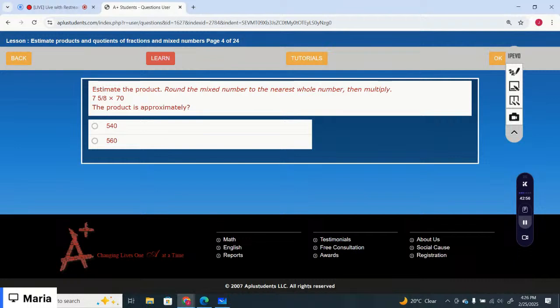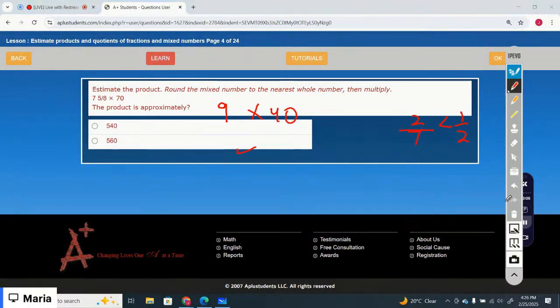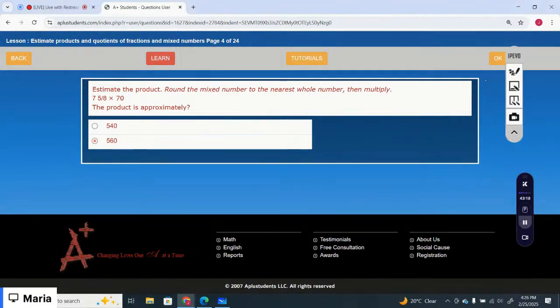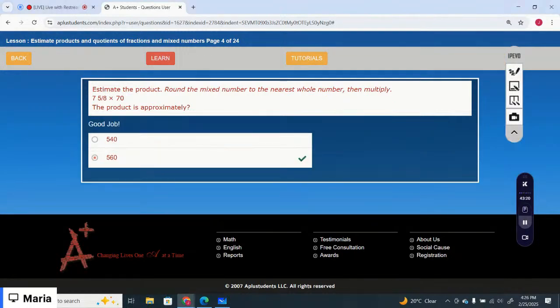7 whole 5 by 8 times 70. So 7 whole 5 by 8. 5 by 8 is more than half. So it would be rounded off to 8, and 8 times 70 is 560. Option number 2 is the correct option. That is 560.